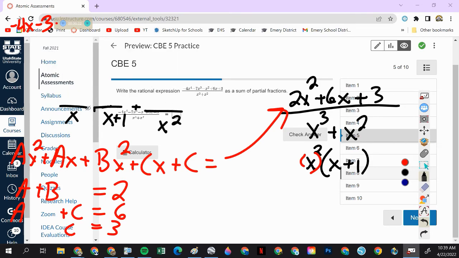So c is 3. And if c is 3, then a is also 3. And if a is 3, then b is negative 1. So this is the partial fraction for the remainder, essentially. So I need to bring in this again. So it's negative 4x minus 3 plus all of that. So it's long, but it's not difficult.